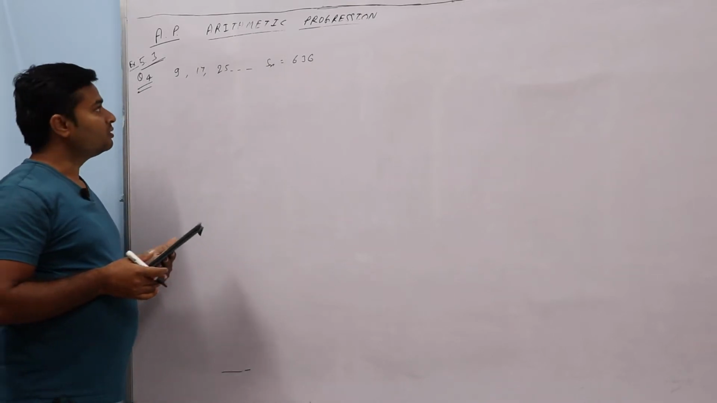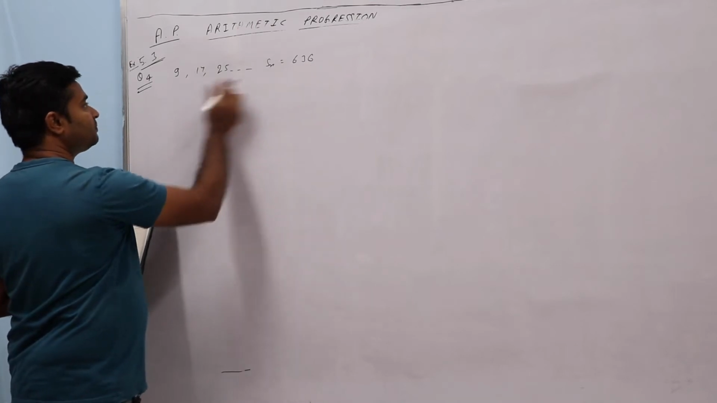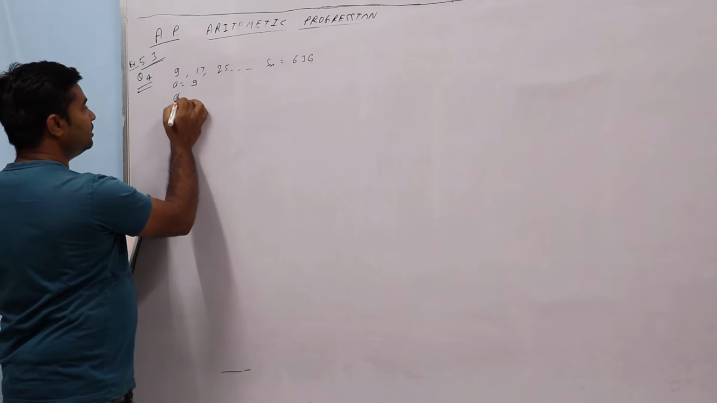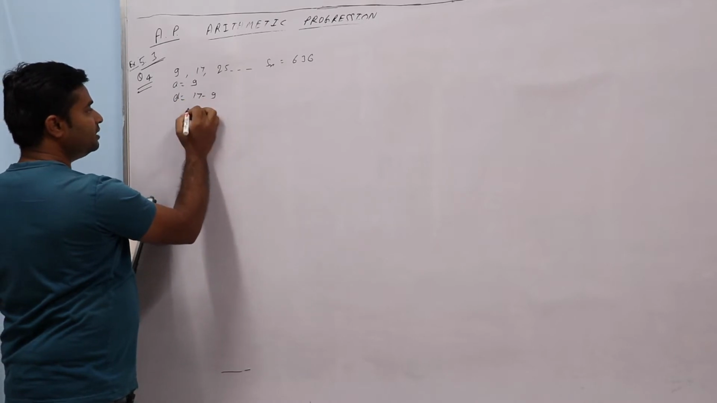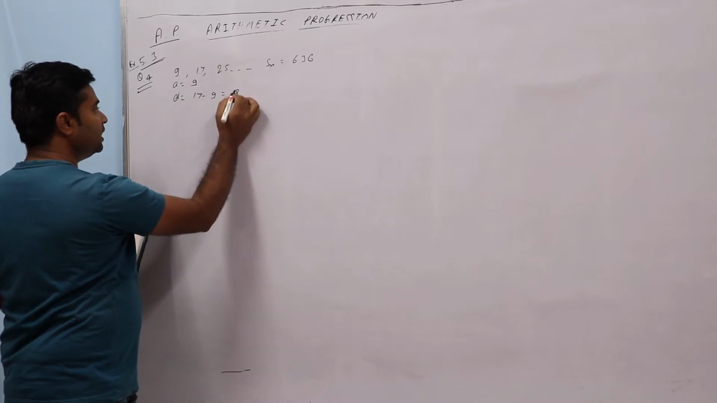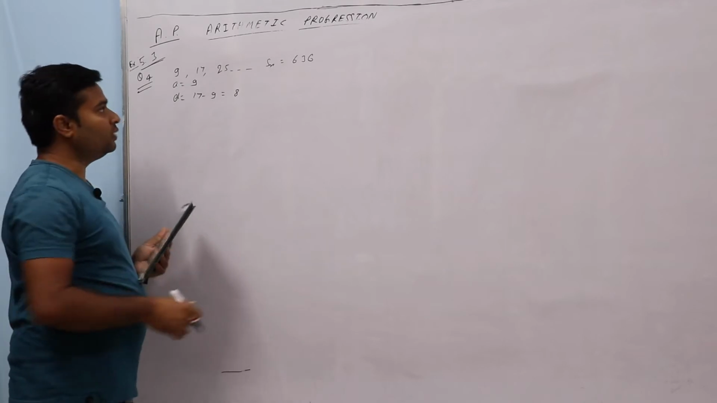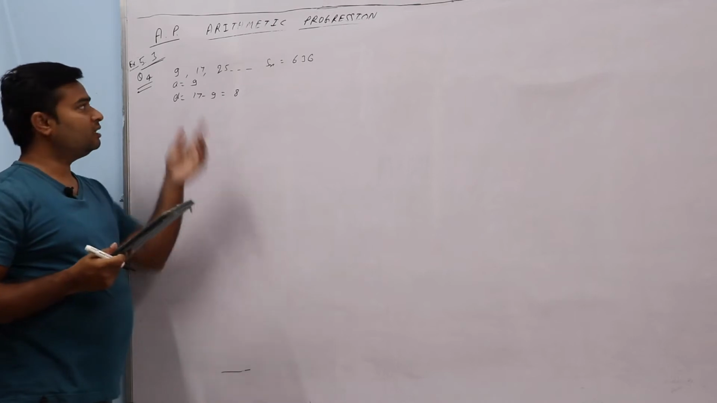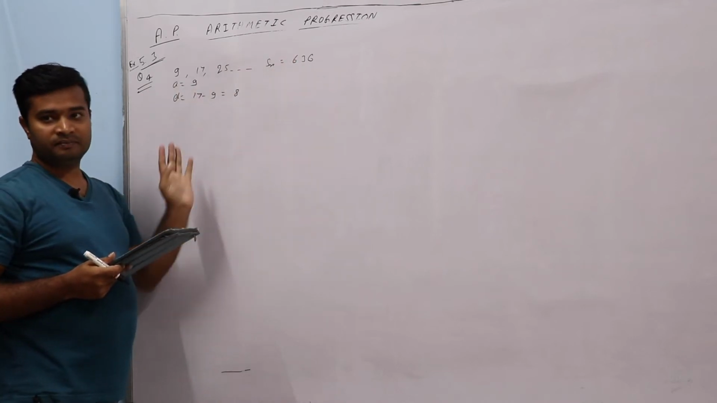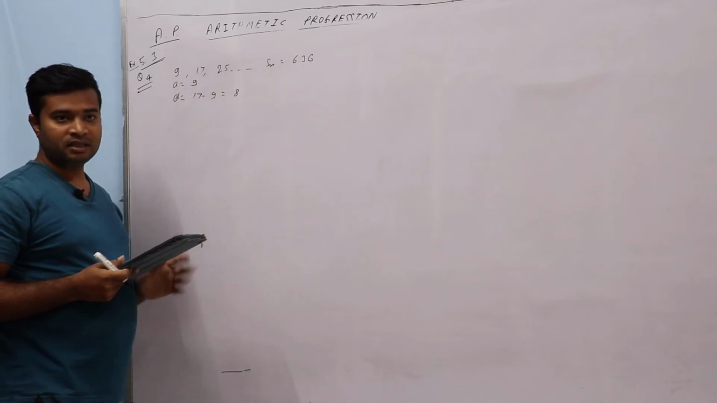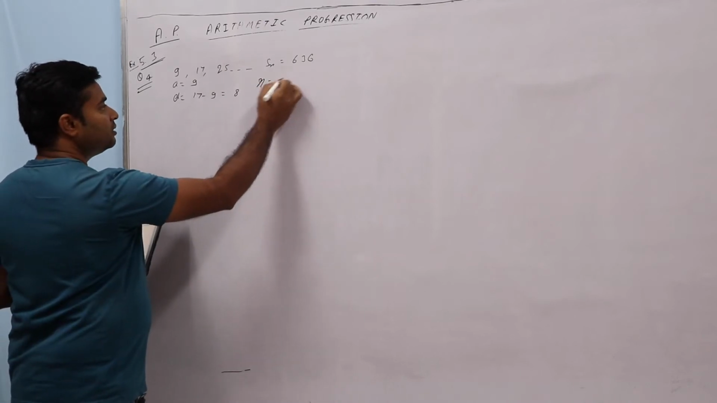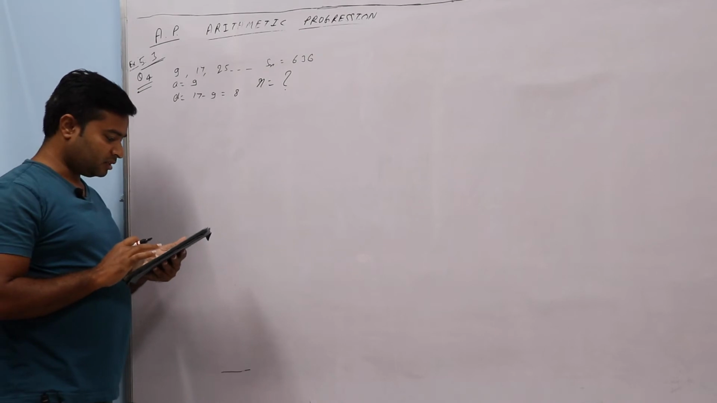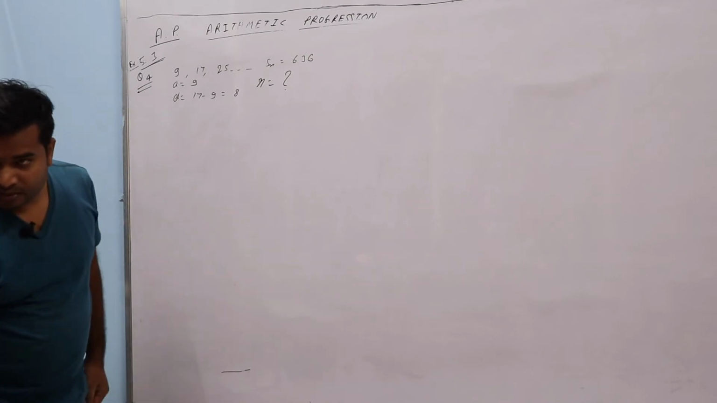So this is given Sn. A is equal to 9. D is equal to 17 minus 9, which is 8. So you have Sn, you have A, you have D. It is asking how many terms there should be so that the sum is this much. Asking the number of terms means n is equal to what?